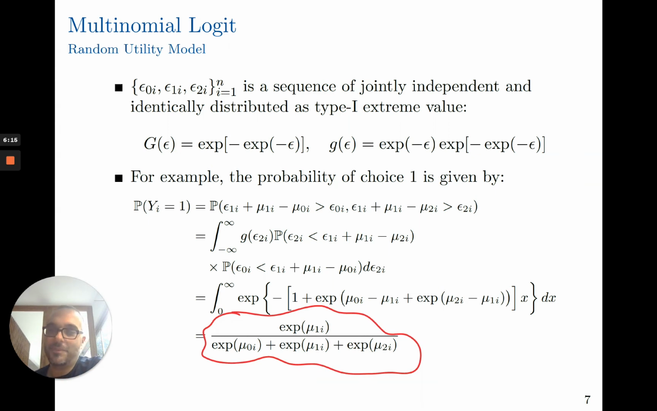Exactly the multinomial logit, okay? We did that for y equals 1, we can do it for y equals 0 and y equals 2, and we get exactly the multinomial logit. So this is very convenient because we derived the multinomial logit from first principles, okay?